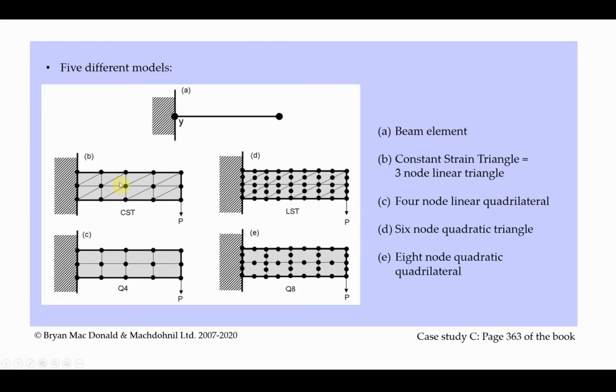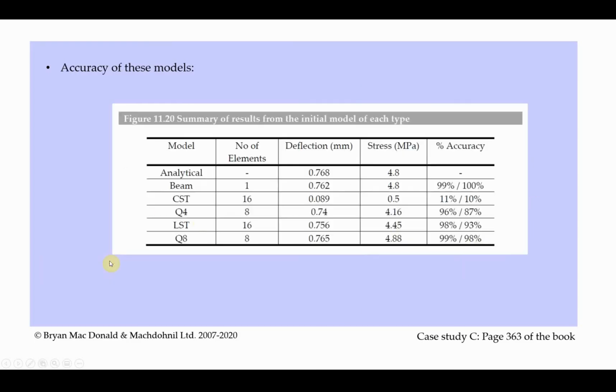So that's very, very bad. So this one here, those 3-node triangles do not give very good results. And there's reasons for that, which are explained in more detail in the book. If we look at this one here, the Q4, 8 of those gives us 96%, 87% accuracy.